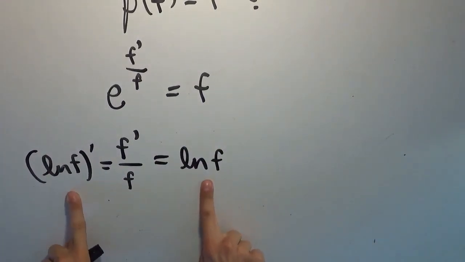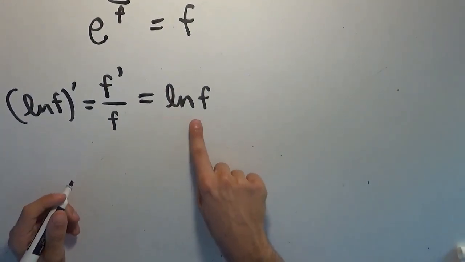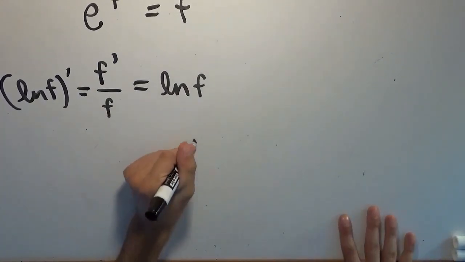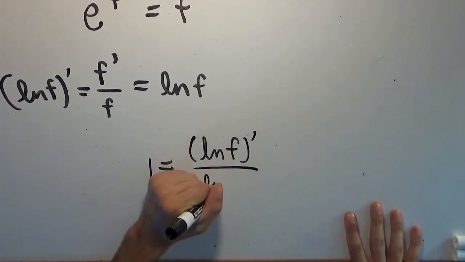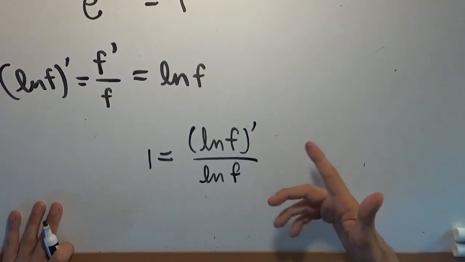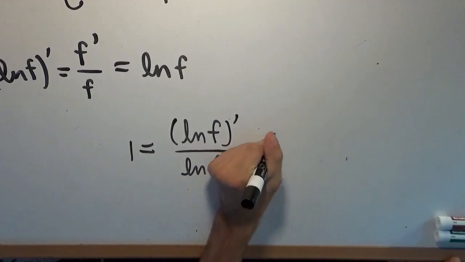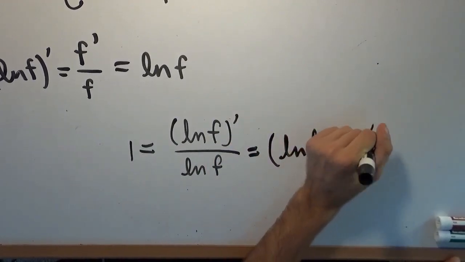But now to solve for f, we're going to do the same thing we did in the last problem, and we're going to divide both sides by this thing. So we end up with 1, because we're dividing by this, we get 1 is equal to the derivative of the natural logarithm of f over the natural logarithm of f. But this is now just the logarithmic derivative of the logarithm of f, which means this is the derivative of the natural logarithm of this function f that we don't know yet.